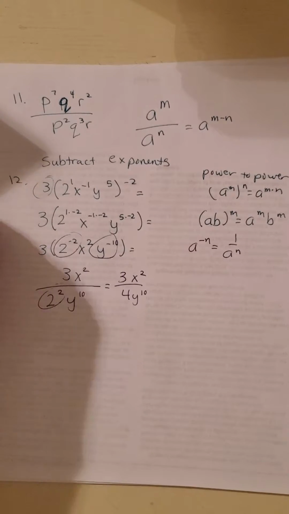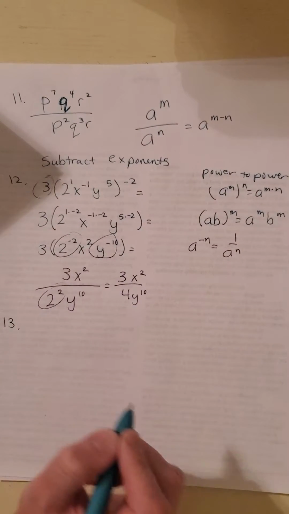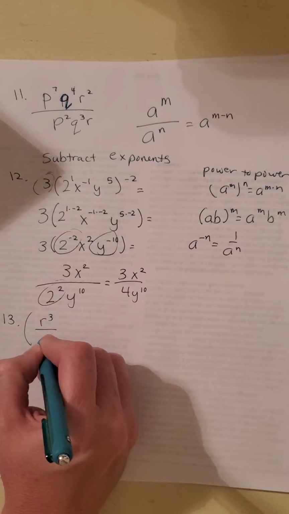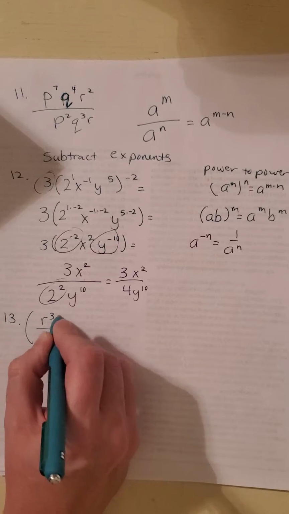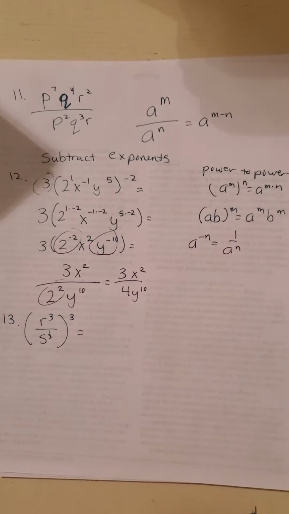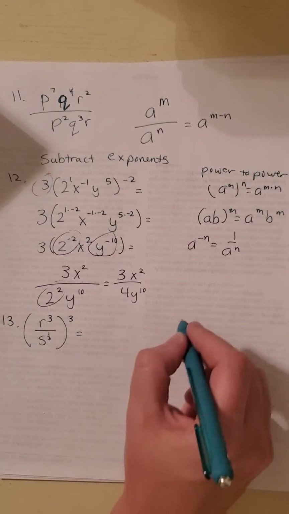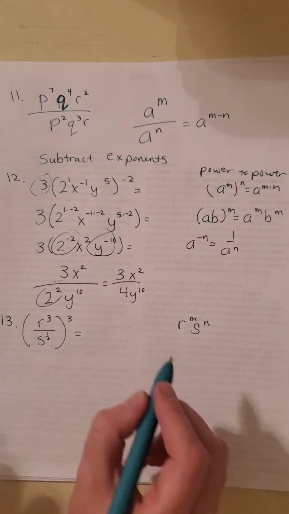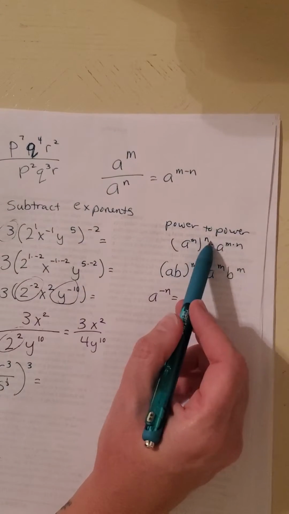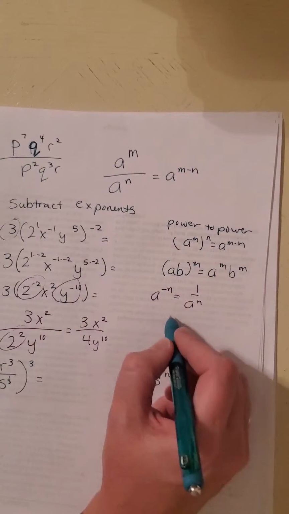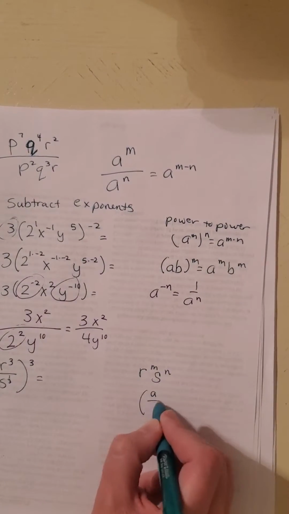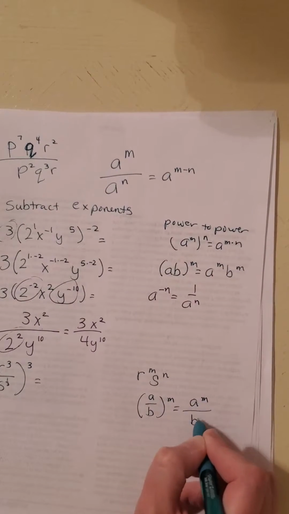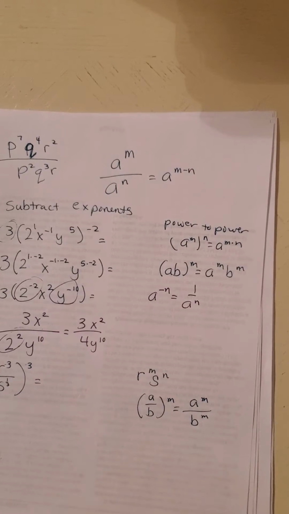Number 13. Number 13 says an expression is shown below. We have r to the third over s to the 1/3, all to the third power. And it says to write it in r to the m, s to the n form. So again, I'm going to use the power to the power rule, along with the division rule, a over b all to the m power is a to the m over b to the m. So both of these exponents will be multiplied.